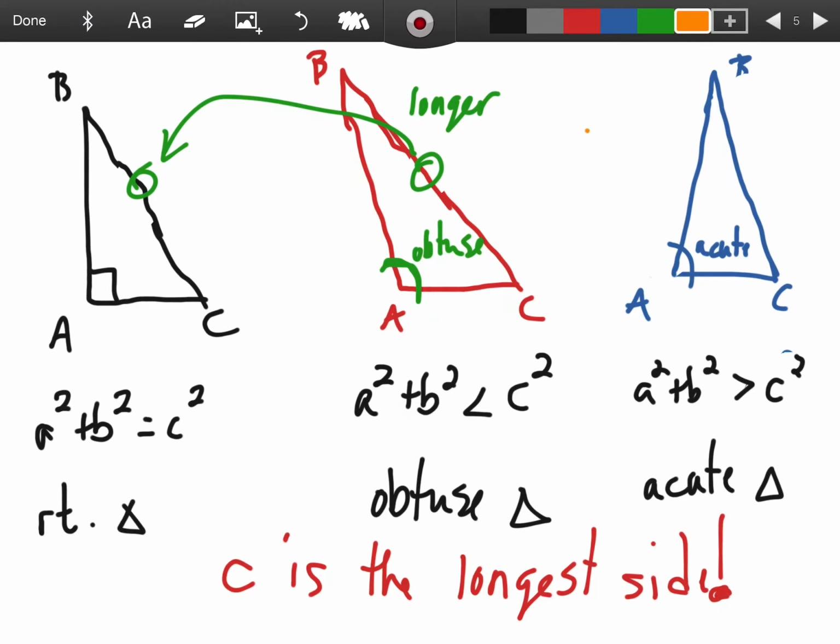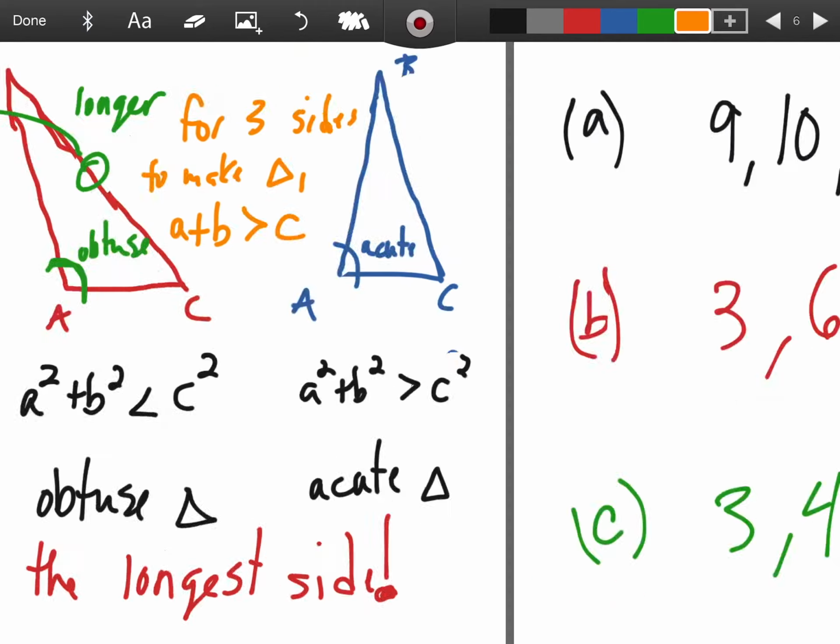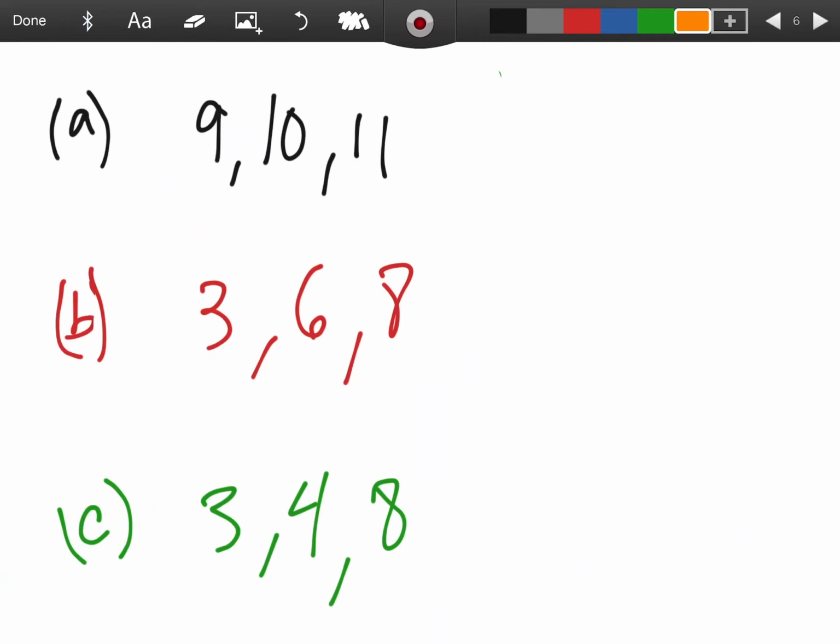And the last thing to remember, all the way back from chapter 6 actually, is that for 3 sides to make a triangle, we know that a plus b has to be greater than c. So this sum of 2 sides has to be greater than the third side. Then we go to the squares to figure out, is it right, is it obtuse, or is it acute? So let's do a few example problems here. Let's start with 9, 10, and 11.